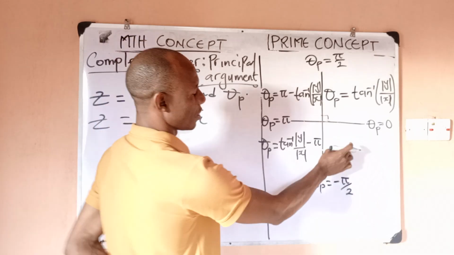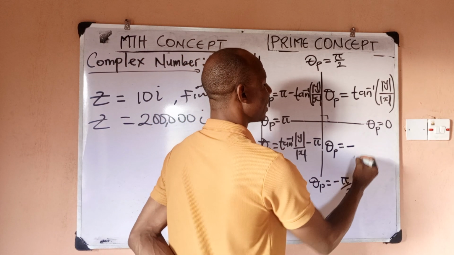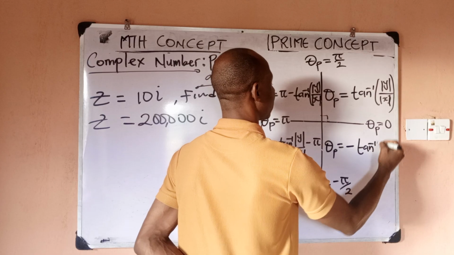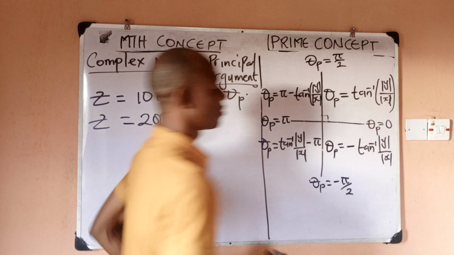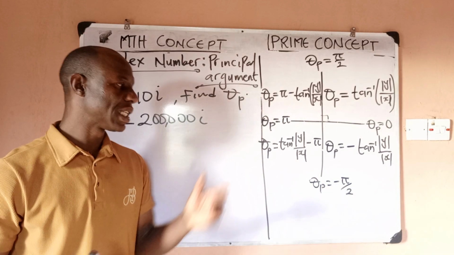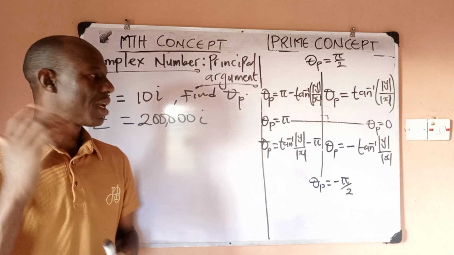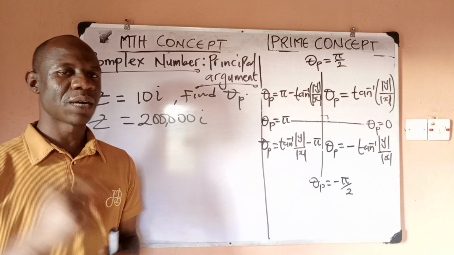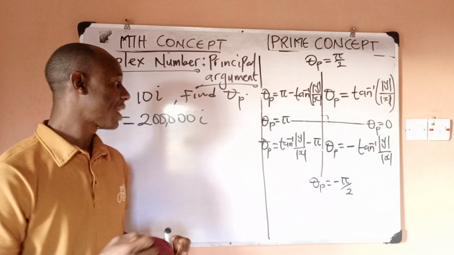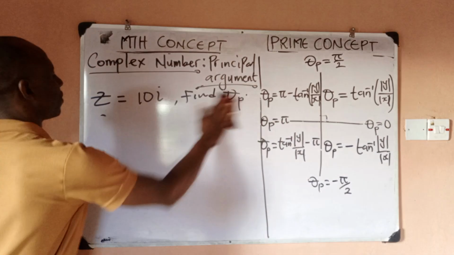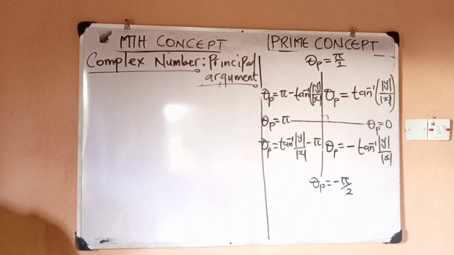Then finally, for this fourth quadrant, our principal argument is going to be negative tan inverse of the absolute value of y over the absolute value of x. So this is how we can find the principal argument for different quadrants. So let me quickly drop one problem so that we can solve, after which we'll mention the properties of principal arguments, and then we'll call it an end. Quickly, let me drop the question.